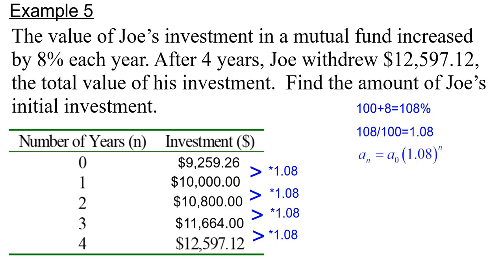So if I wanted to test if this is true, I would take $9,259.26 times 1.08 to the power of n and double check that I get each of these values back to make sure I have the correct formula for my investment. And if you go through and check each of those 4 years, you'll see that you're on target with your equation.